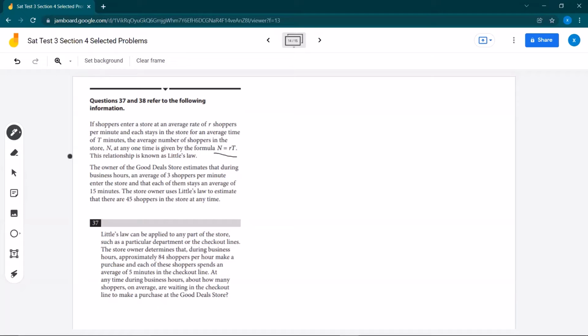37 says the store owner determines that during business hours, approximately 84 shoppers per hour make a purchase, right? And they spend an average of 5 minutes, that's going to be our T, in the checkout line. So now we want to find what N is. Let's remember that R here relates shoppers per minute, not shoppers per hour. So we have 84 shoppers in the store for every 1 hour, which is the same as 84 shoppers every 60 minutes.